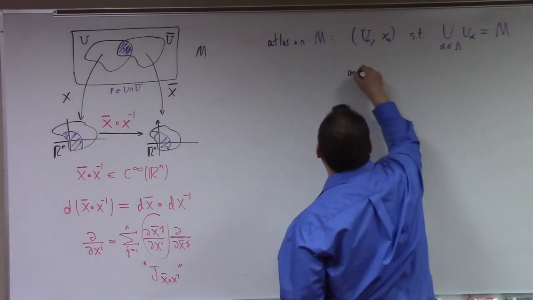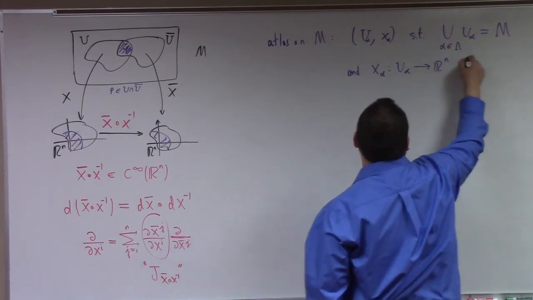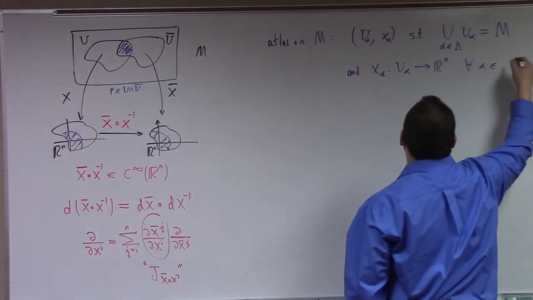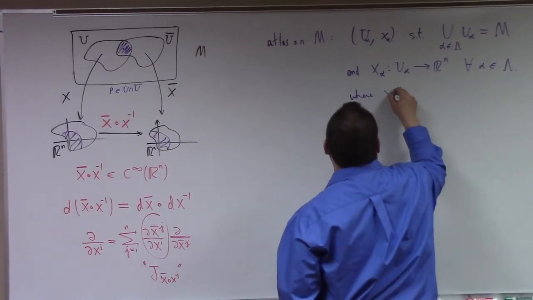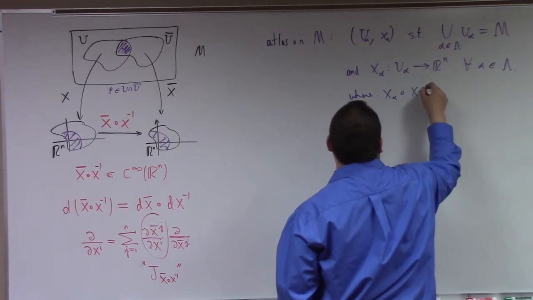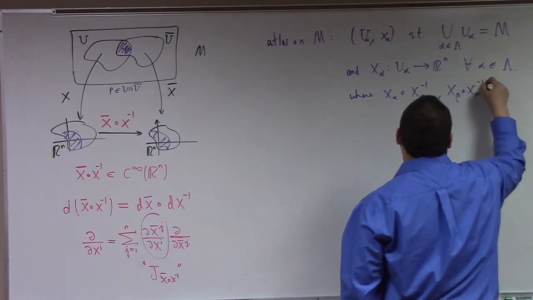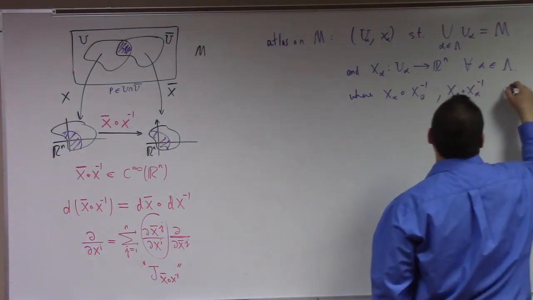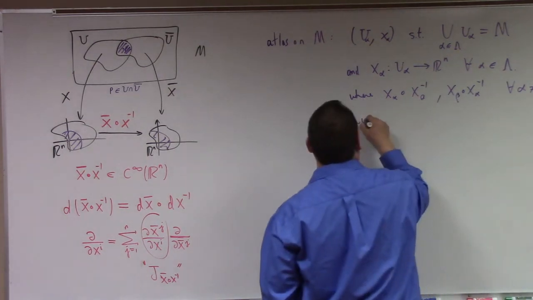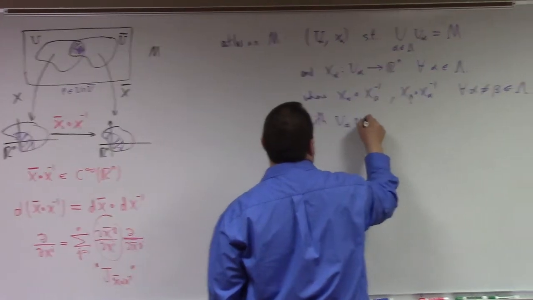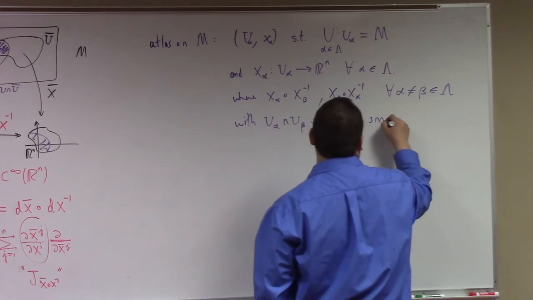And X alpha is a mapping from U alpha to R^n for all alpha in the index set lambda, where X alpha composed with X beta inverse, and X beta composed with X alpha inverse, for all alpha not equal to beta in lambda with U alpha intersect U beta not equal to empty, are smooth.